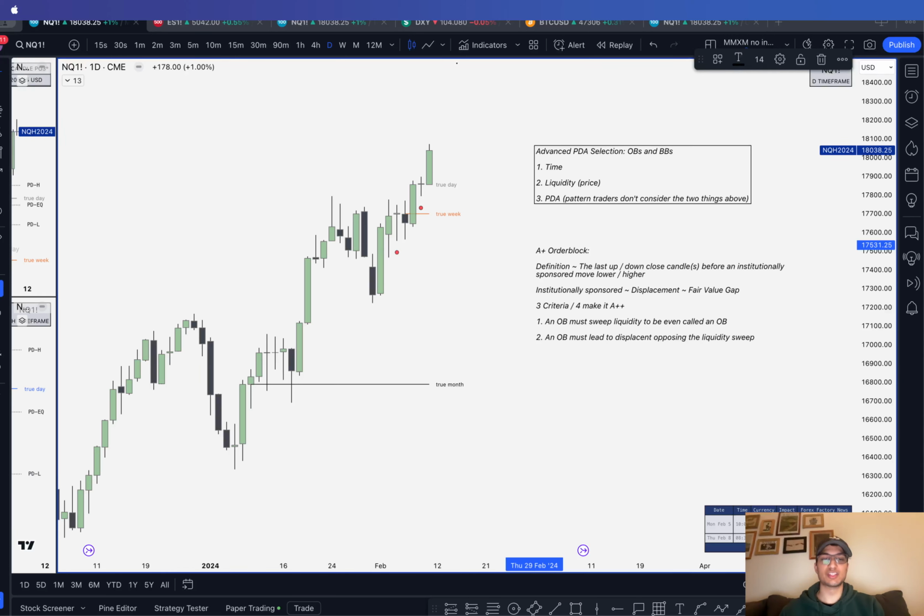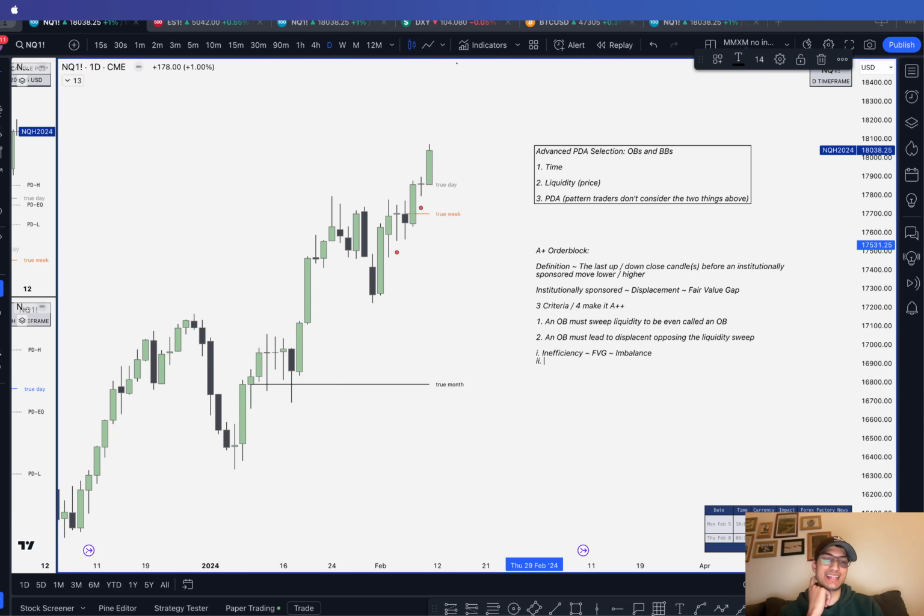There are 2 components of displacement I need you to care about. The first one you guys already talked about. What was that? Out of a range or area. Fair value gap. Inefficiency. FVG, imbalance, whatever you want to call it.